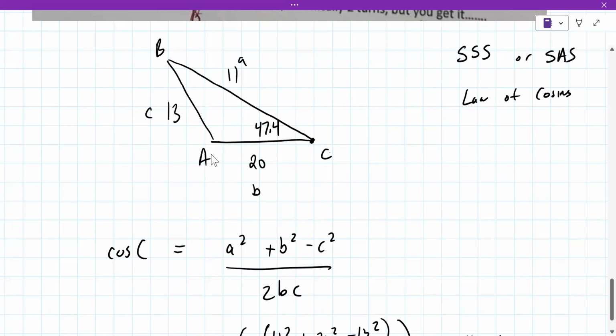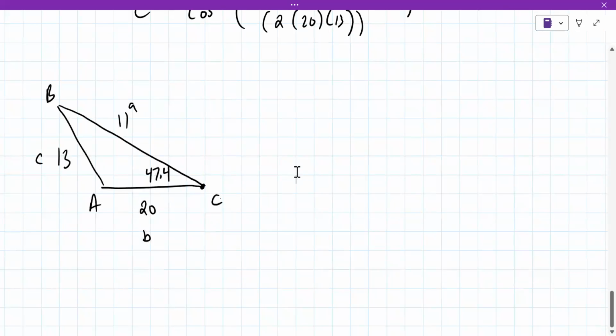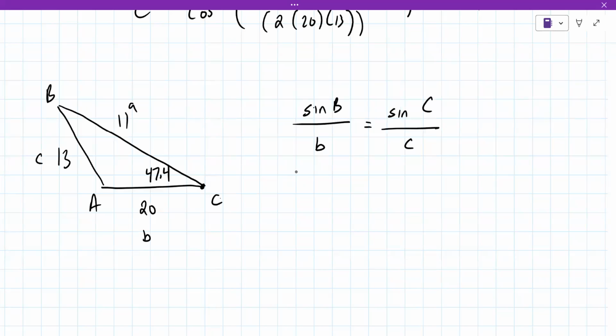I think I would probably use law of sines. Okay. So I'm going to just re-grab this because I've got a lot of stuff going on on the screen here. So let's find angle B, for example. So we'll go sine big B over little b equals sine big C over little c. Okay. And big B is the angle which we're trying to find, but little b is the side length, over little c, 13.